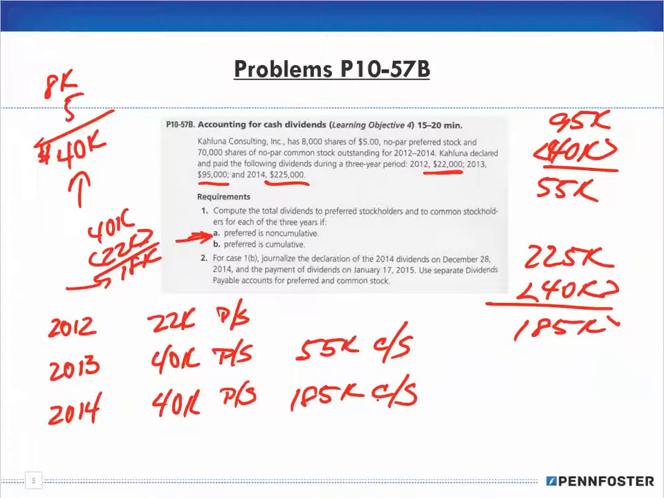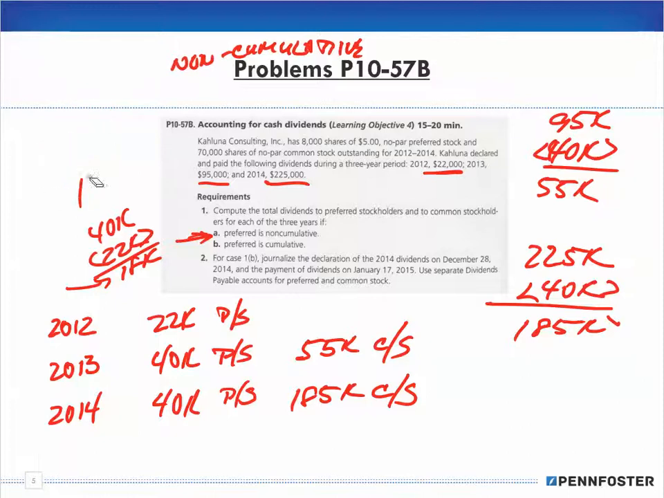That's what it looks like from the perspective of non-cumulative, meaning nothing is carried over. Preferred gets looked at first. It gets paid what it's owed, but anything that's still owed does not get carried over to the next year. So pause the video and write all of that down if you have to, because I'm going to erase it. Or at least I'm going to erase a portion of it. Or maybe I'll erase all of it. We'll see.